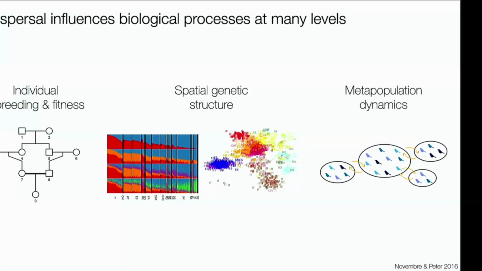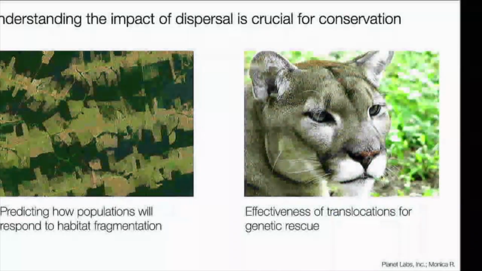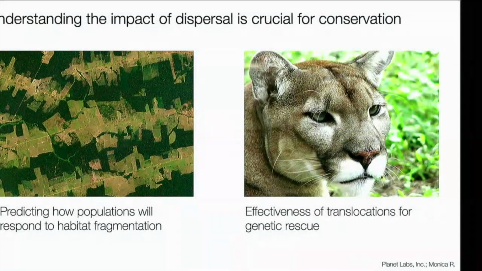it'll impact metapopulation dynamics. Understanding the impact of dispersal is interesting for basic biology reasons, but also has really important applications, especially for conservation. So we need a better understanding of genetic and fitness consequences of dispersal over both short and long timescales in order to better predict how populations will respond to habitat fragmentation that is occurring worldwide, and also to better understand the effectiveness of management strategies such as assisted translocations.